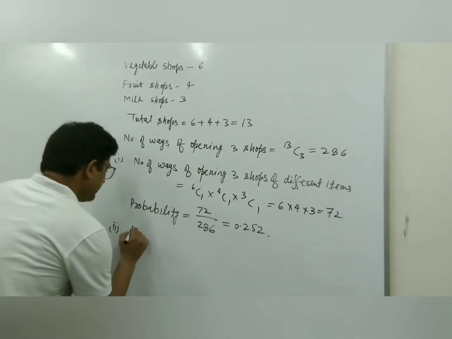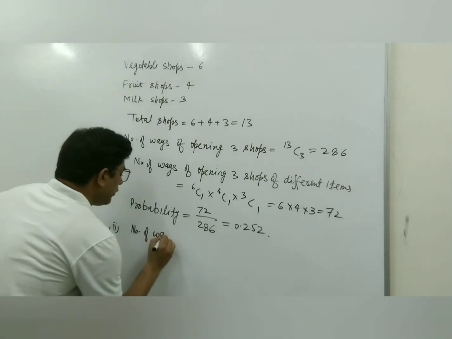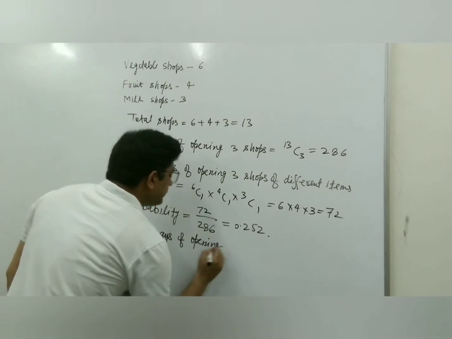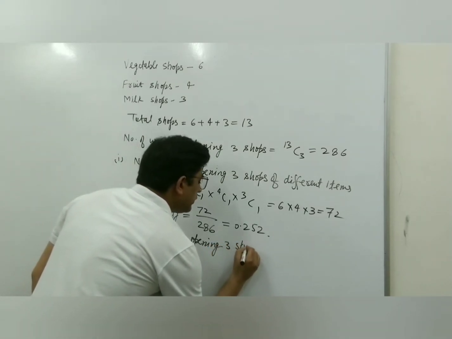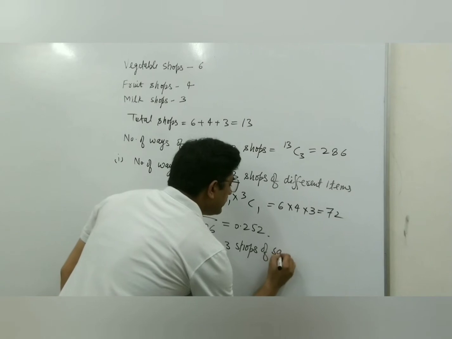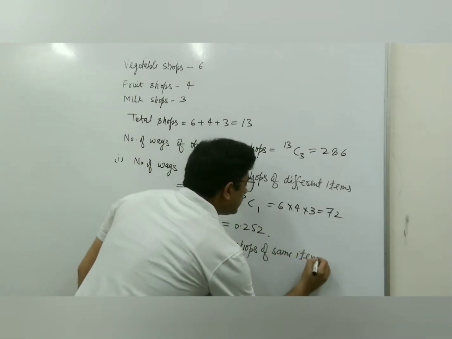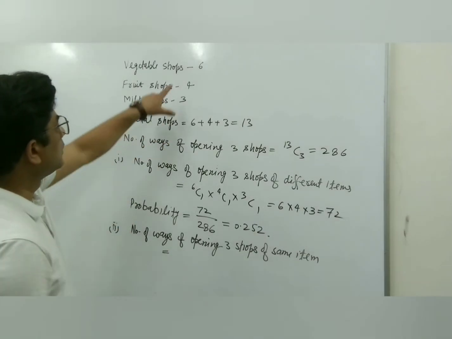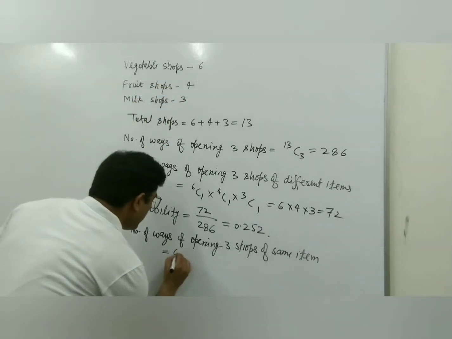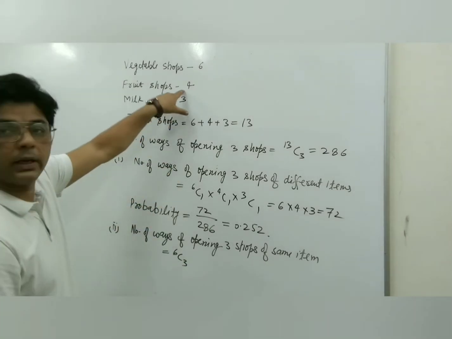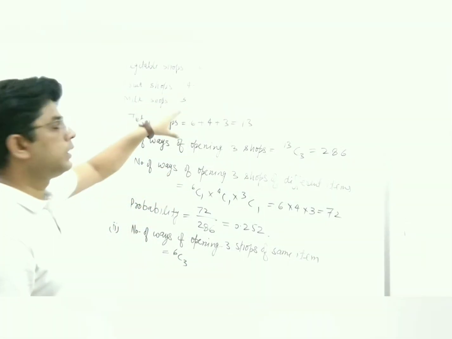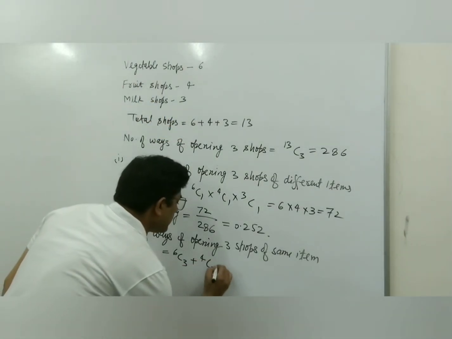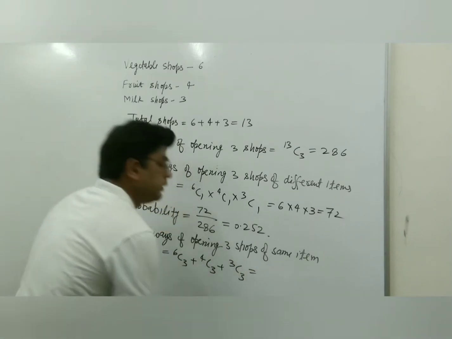So the number of ways of opening 3 shops of the same item will be equal to 6C3, or the second option is 4C3 and the third option is 3C3. The total number of ways will be 6C3 plus 4C3 plus 3C3.